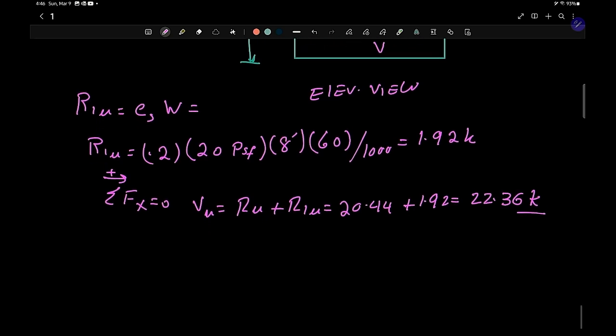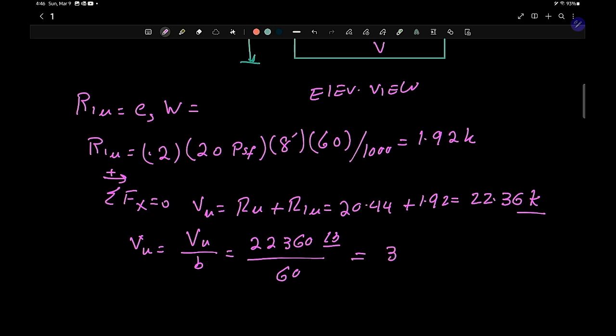So now calculating the shear base, small v, it's VU divided by the width, which is 22,360 pounds, converting back to pounds, and divide by 60 feet, and that will give us 373 pounds per foot.